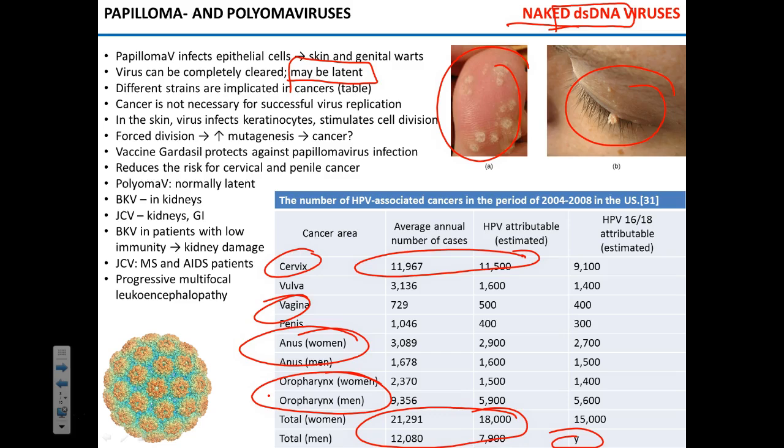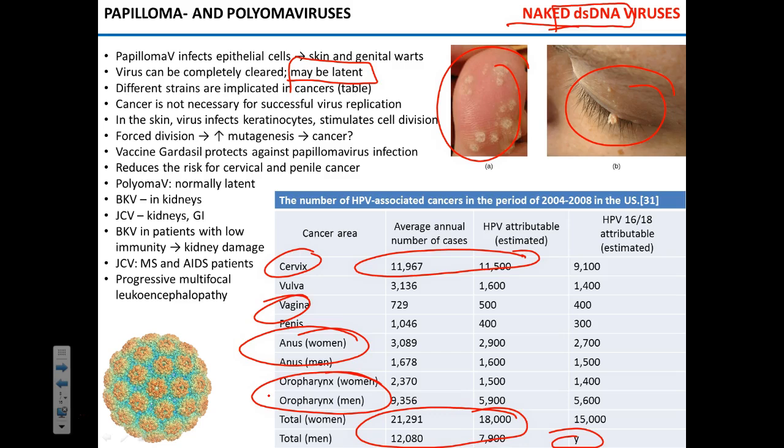Does that make sense? How does it happen? We just discussed that virus stimulates cell division. With each division, a cell acquires certain mutations. The more division cycles, the more mutations there are. The more mutations, the higher the chances that some of those mutations will cause cancer, either activation of oncogenes or inactivation of tumor suppressor factors. Right?